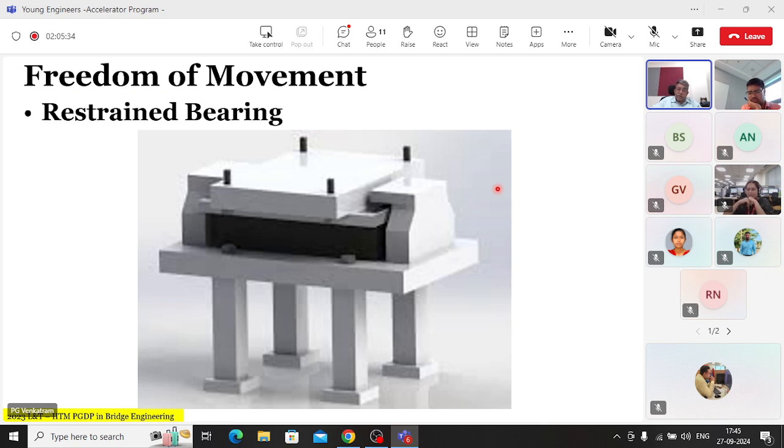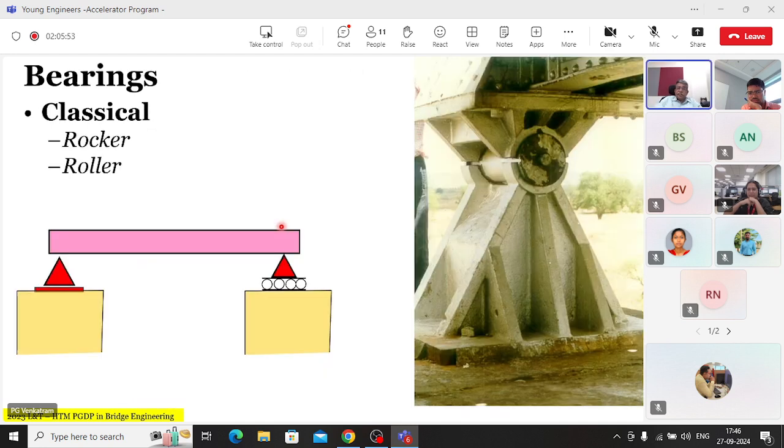And when it comes to a fixed bearing, what you end up doing is you restrain movement this way, and by putting down a stand like that, you restrain movement in that direction. So it becomes fixed in both directions, and all of them have elastomeric bearing as a vertical load transferring member. Okay, and this is how the classical rocker and roller looks.